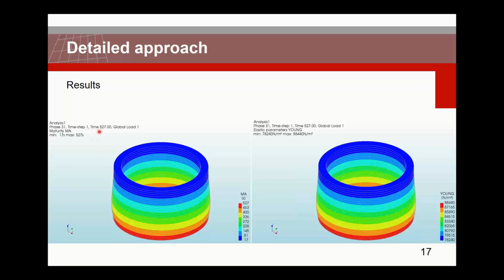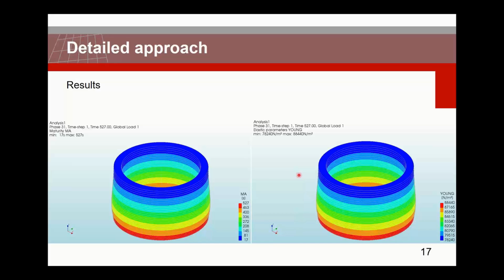So this is time layer 31. That's time 527 seconds. You can actually see that the first layer indeed has an age or a maturity of 527 seconds, and the top layer has an age of 17 seconds, because it's at the end of the step and each layer takes 17 seconds to be printed. So you can see nicely the linear distribution over the height.